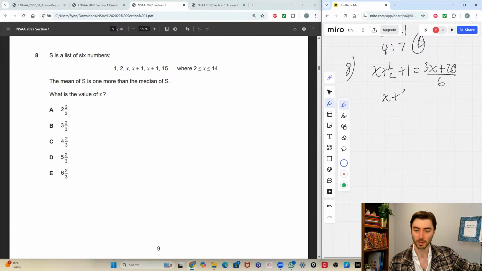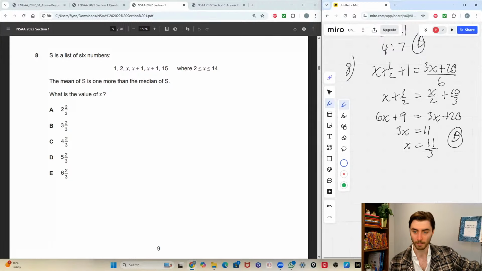So x plus 3 over 2 is going to be equal to x over 2 plus 10 over 3. Let's multiply everything by 6. Okay. Then 3x equals 11. X is 11 over 3, which is 3 2/3, which is B.